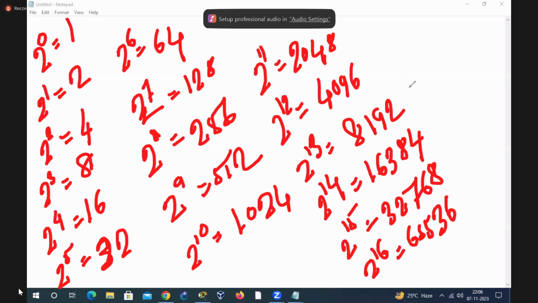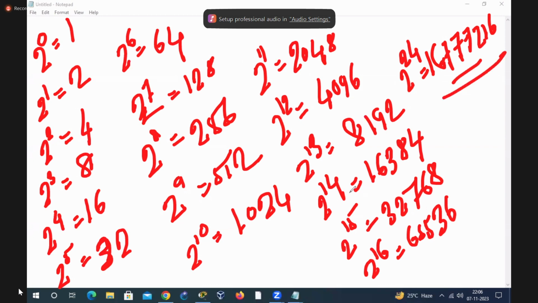2 raised to 16 is 65536. And 2 raised to 24 is what you need to remember: 16777216. These particular powers of 2 you need to remember for decimal to binary conversion, and for upcoming sessions also we need this table. Take the screenshot of it.